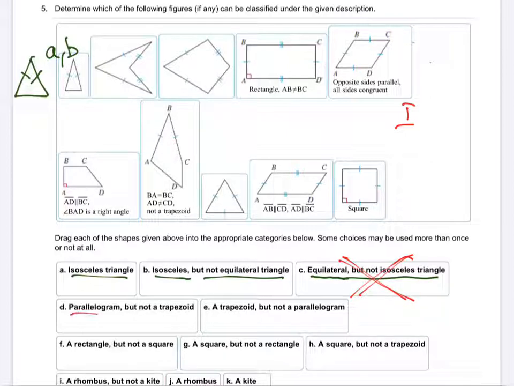How about the next one? Parallelogram, but not a trapezoid. Another fake, right? If it's a parallelogram, remember, that's a perfect trapezoid. So that's a fake category.